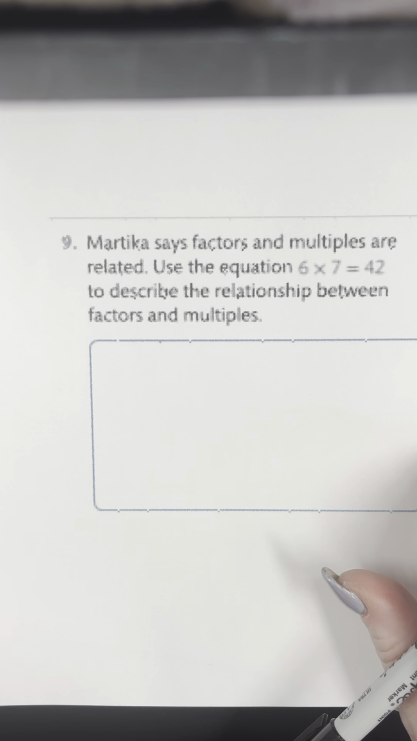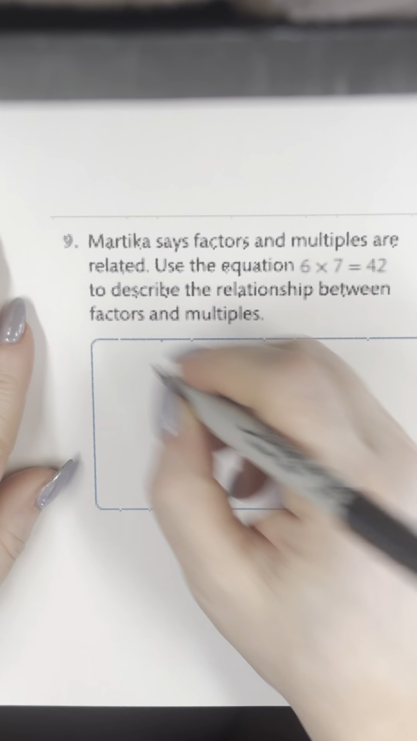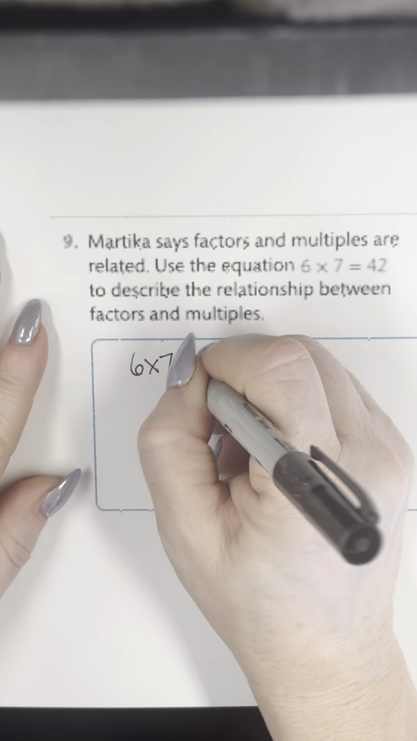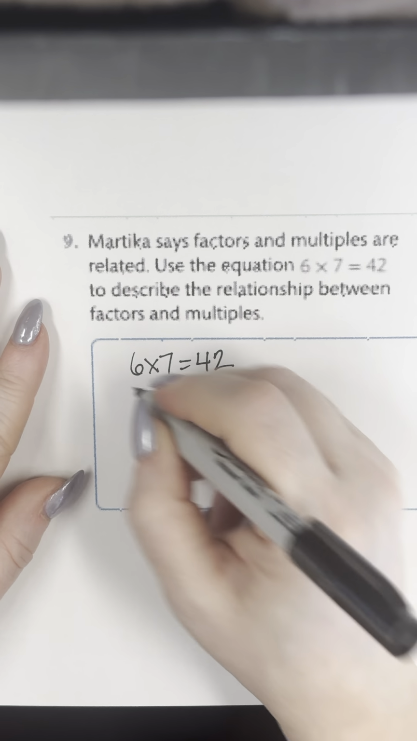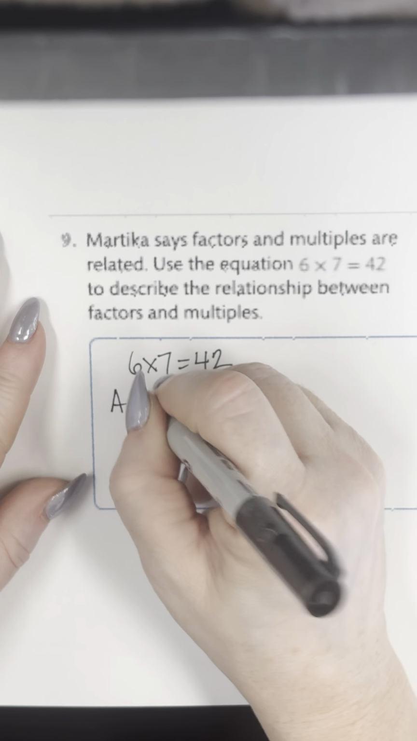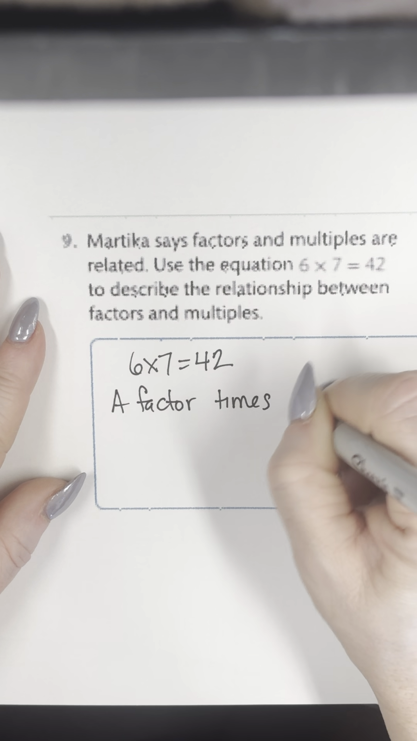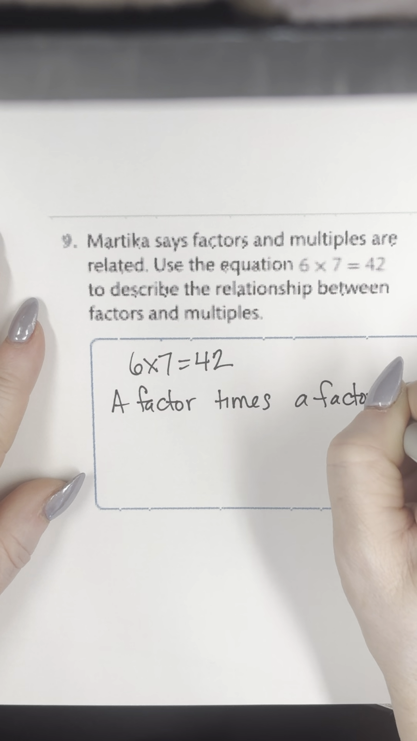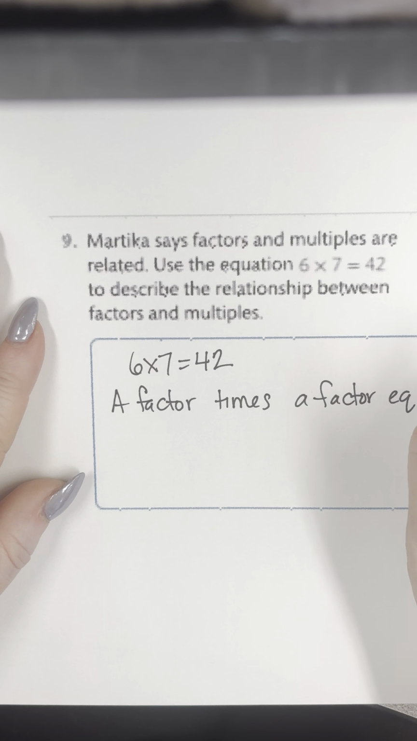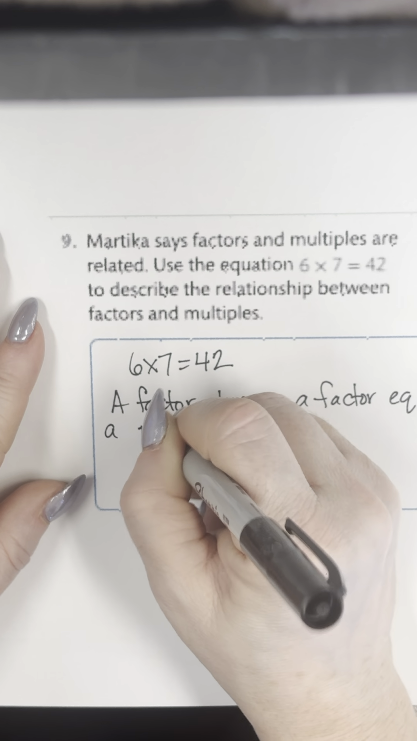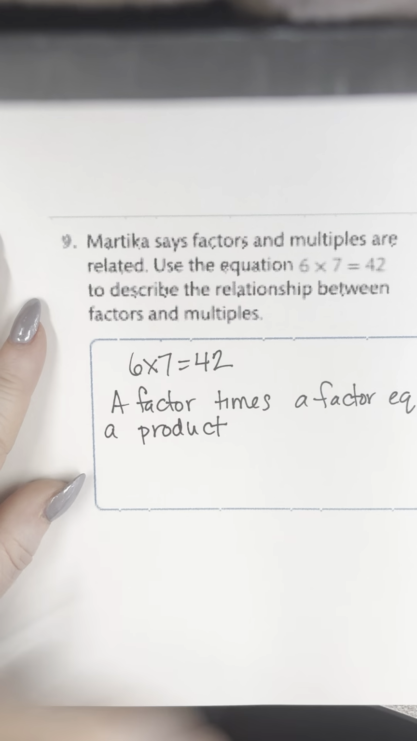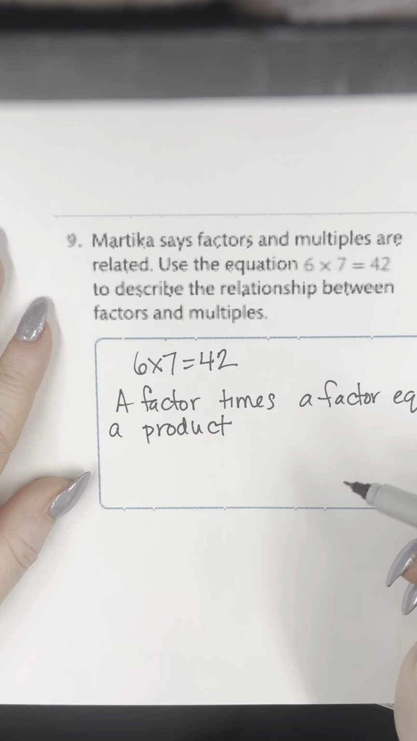Okay. Martika says factors and multiples are related. Use the equation 6 times 7 to describe the relationship between factors and multiples. Well, 6 times 7 equals 42. So I know a factor times a factor equals a product. Okay? So now 42 is a multiple.